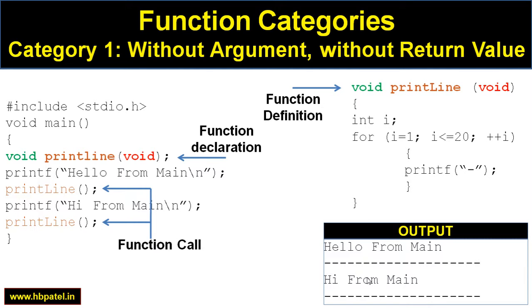So three things you need to remember: the function definition followed by the body of the function, the declaration in main, and the function call itself, like print line. You can call this function multiple times, like 2, 3, 4, n number of times. So this is the first category, function without argument and function without a return value.